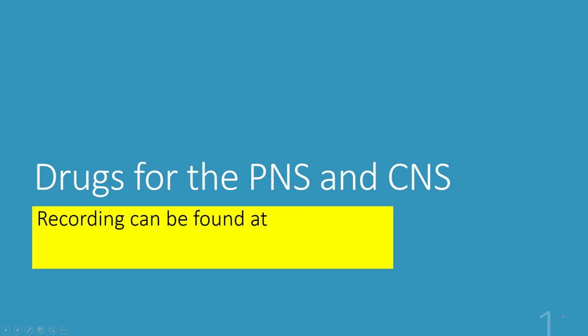So this lecture will cover the basics of drugs for the peripheral nervous system and drugs of the central nervous system. So what we'll do is we'll start off with an overview of how drugs work within those two branches of the nervous system, and then we'll look briefly at drugs that are relevant in the peripheral nervous system, and then start looking at drugs that are relevant in the central nervous system.